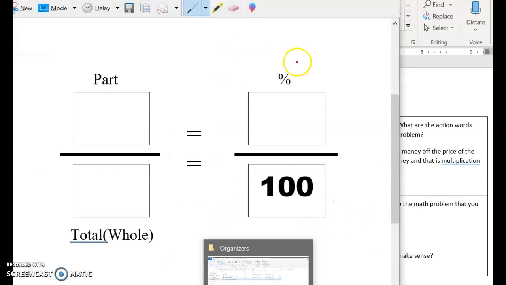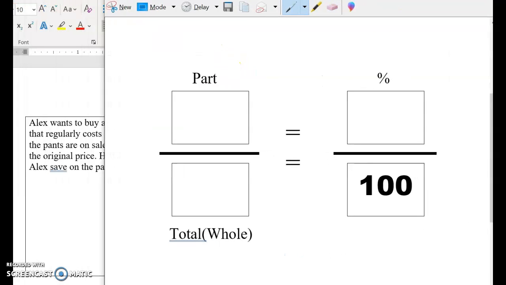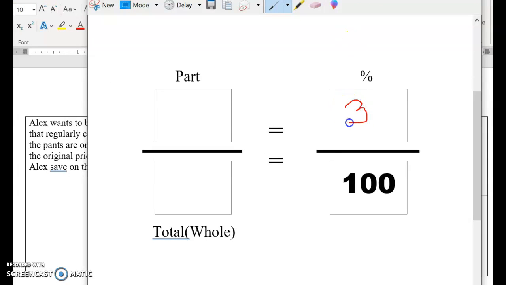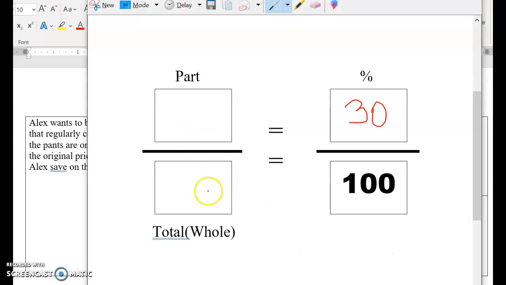Well, remember we use this organizer to solve those type of problems. We've got 30%. The 30% always goes here. The percent always goes in this box. Now we've got to figure out, is this my part or is this my whole? We can go back and look at the word problem to find the question in the word problem to kind of figure that out. So how much will Alex save on the pants? If that's what it's asking, that means that we're trying to figure out how much money he will get off of it. So if I'm trying to figure that out, that means I already know the whole.